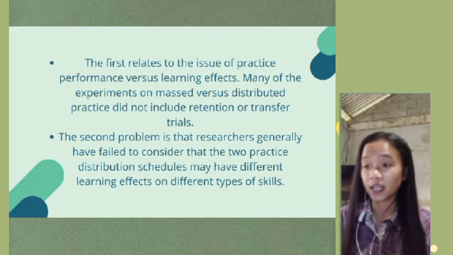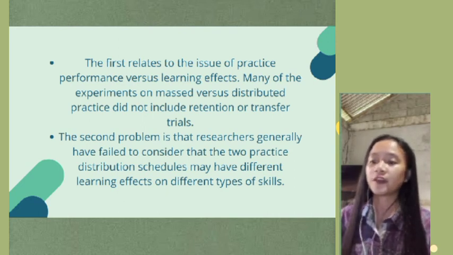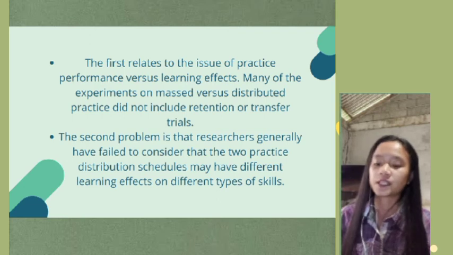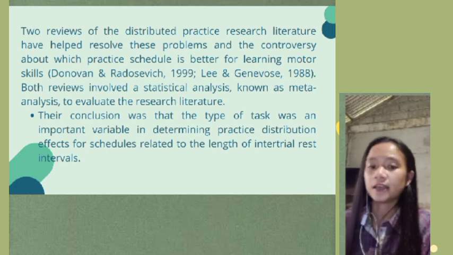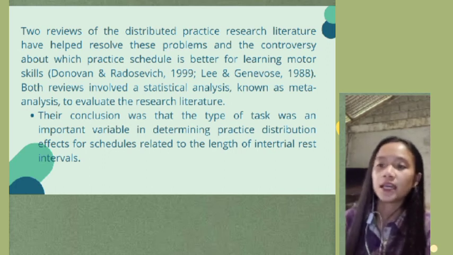The second problem is that researchers generally have failed to consider that the two practice distribution schedules may have different learning effects on different types of skills. According to Donovan and Radosevich in 1999 and Lee and Genovese in 1988, two reviews of the distributed practice research literature have helped resolve these problems and the controversy about which practice schedule is better for learning motor skills. Both reviews involve a statistical analysis, known as meta-analysis, to evaluate the research literature.